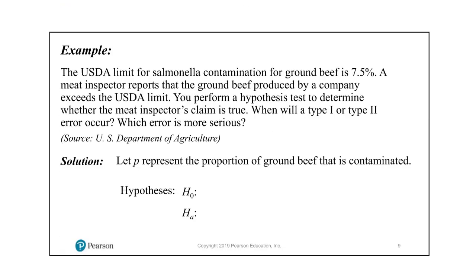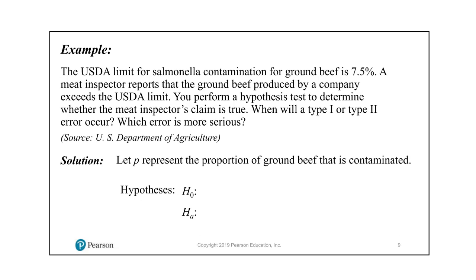Now, these can have very different connotations in real life. So let's look at an example here. Let's say we were testing beef for salmonella. The USDA limit for salmonella contamination for ground beef is 7.5%. A meat inspector reports that the ground beef produced by a company exceeds the USDA limit. You perform a hypothesis test to determine whether the meat inspector's claim is true. When will a type 1 or type 2 error occur? Which error is more serious?